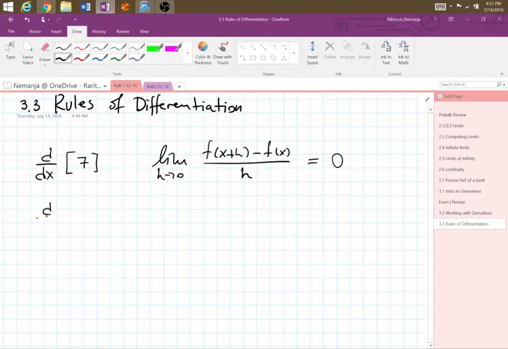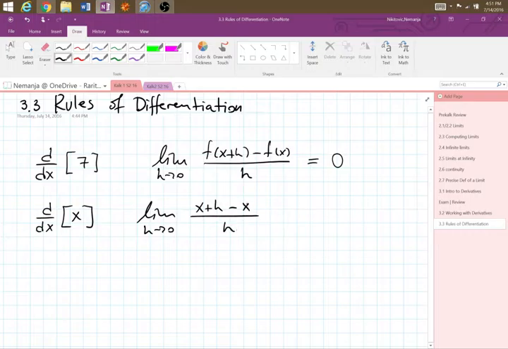If we try to do the derivative of x, we would say the limit as h goes to 0 of x plus h minus x, divided by h. So these x's cancel, and then the h's will cancel in a second step, and we would get the answer, which is 1.